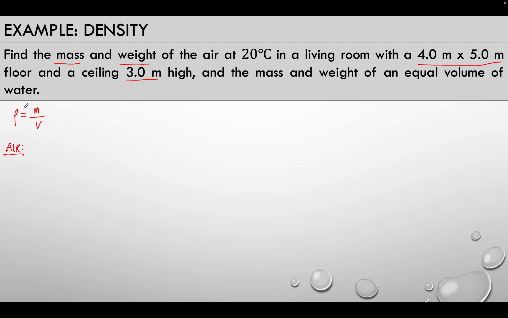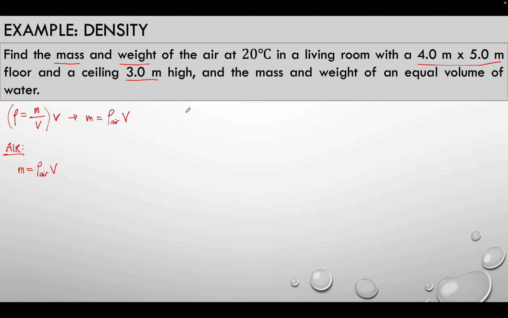So how can we solve for the mass of the air? Using the equation for density, we multiply both sides by V, or the volume, so that mass is equal to the density of air times the volume. So this will be our equation to solve for the mass of the air. But now we don't have any value of the volume. So we need to solve first for the volume of this living room.